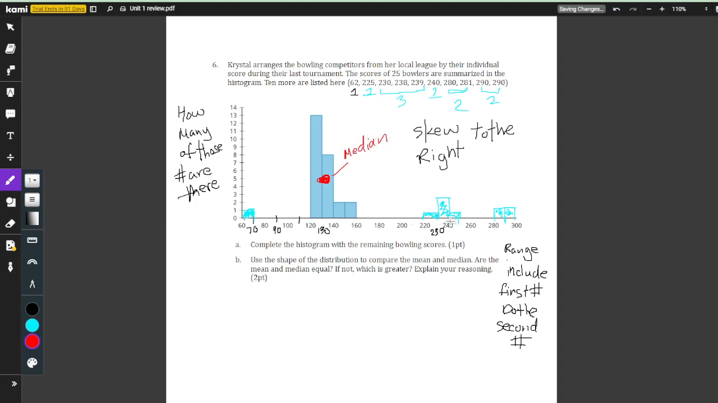Okay, our mean, however, because of the skew to the right, gets pushed up. If you have a better score, that means your average goes higher. If you have a really bad score, a smaller score, then it pushes the mean to the left. Because you have this 300 here, it's going to push the mean over to this side. So I think our mean's going to be somewhere over here. Okay, now you can explain that down here, saying that no, they are not equal.